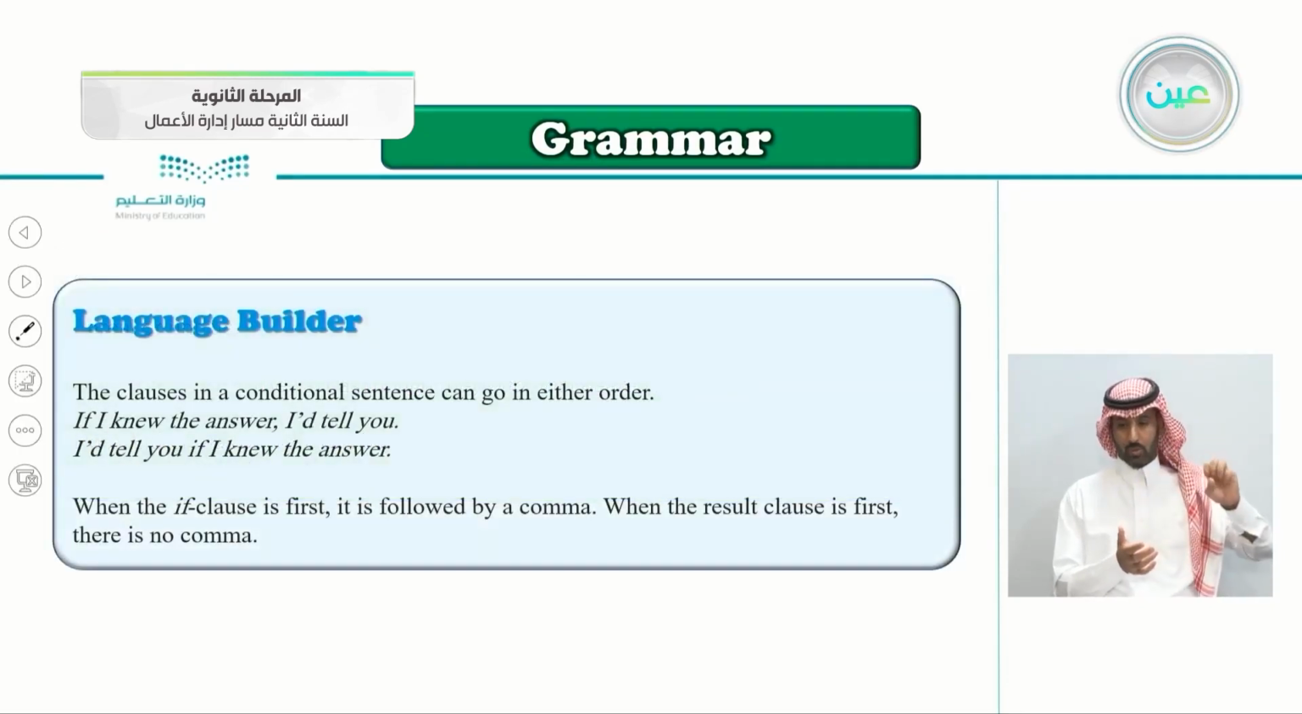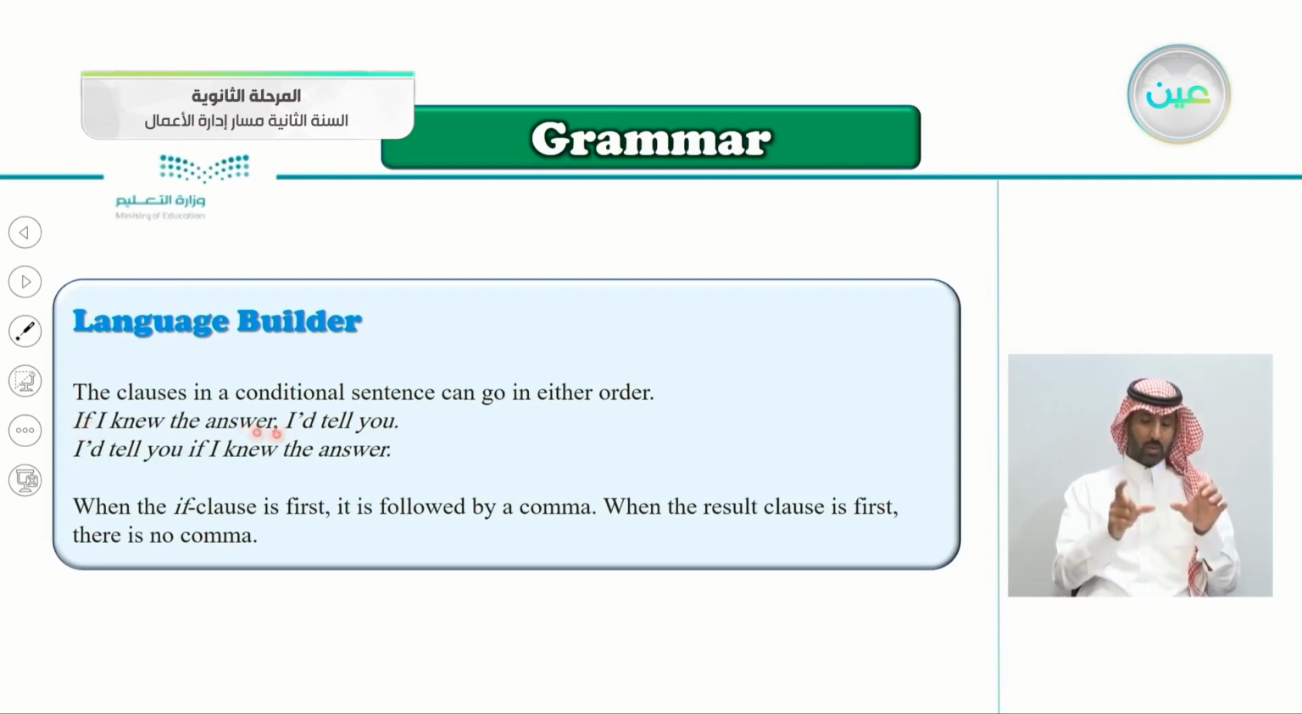Here's a language builder for you. The clauses in a conditional sentence can go in either order. This is the if clause here, and this is the main clause, or the result clause. You can begin with either one. If I knew the answer, I would tell you, but remember the comma here. Or you can say, I would tell you if I knew the answer. But if you begin with the result clause, don't put the comma. This is one whole sentence.